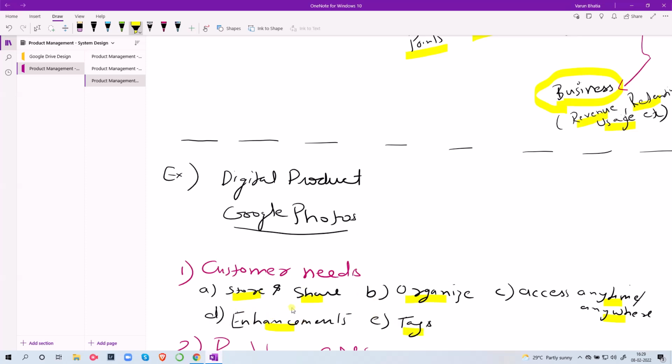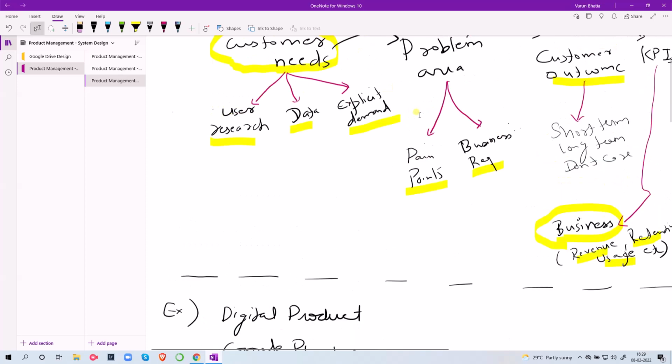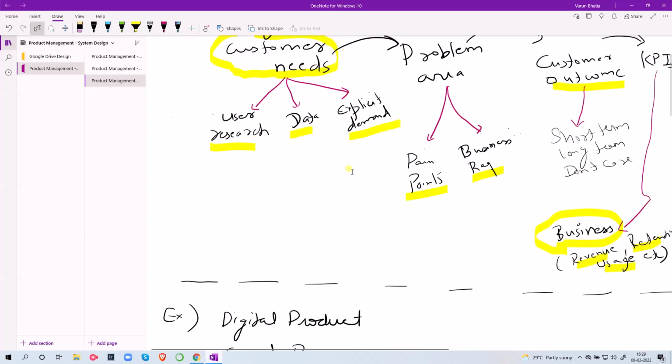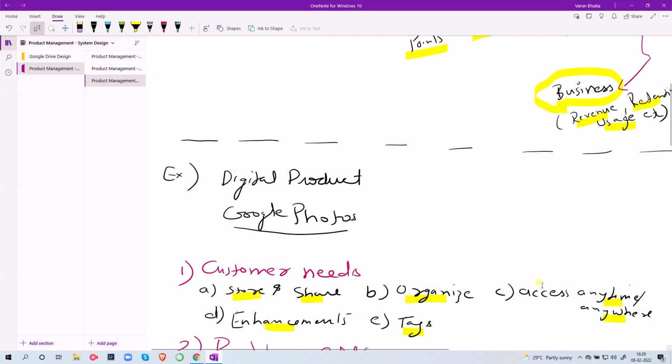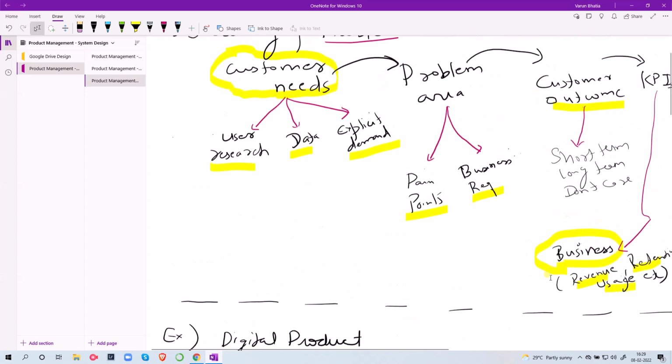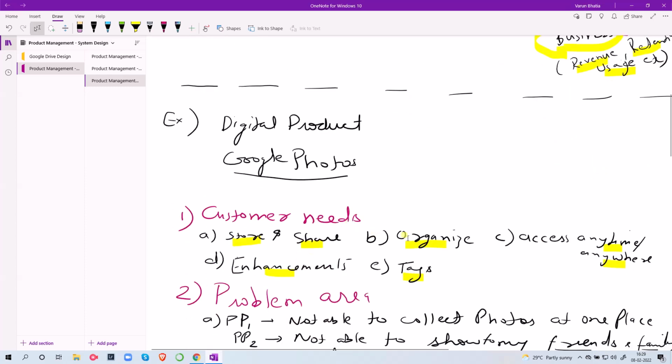So these, I would say, probably D and E, you can think of as coming out of the explicit demands. Accessing, I think, might be discovered through data. And then I think these are straightforward: you rolled out surveys, and your customer says that they need a method or mechanism to share and store photos and be able to organize them, right?